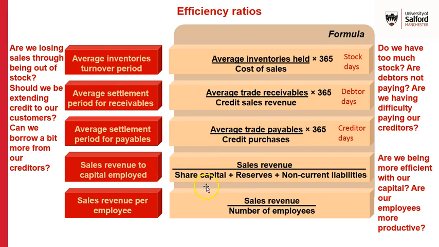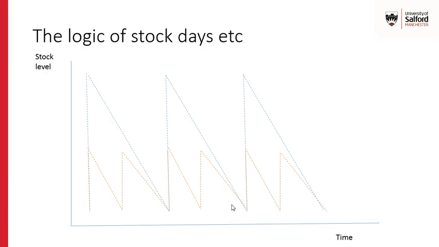And then we have this sales revenue to capital employed. How much sales are we generating? It'll be different in different industries, different activities. And similarly for here, sales revenue divided by number of employees will obviously depend on things like the level of automation. So those are efficiency ratios.